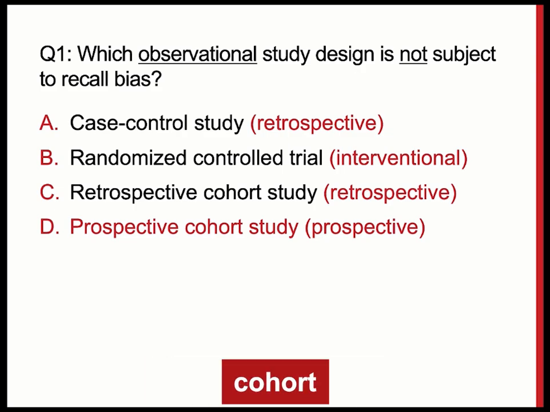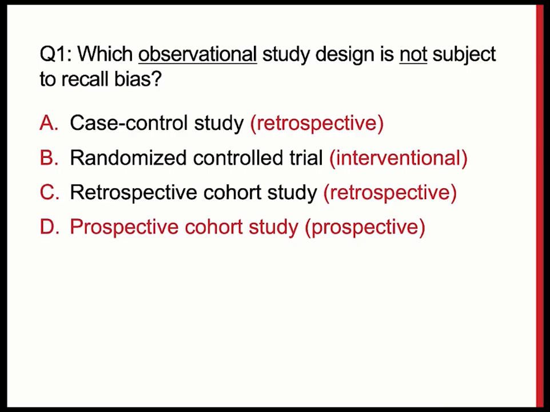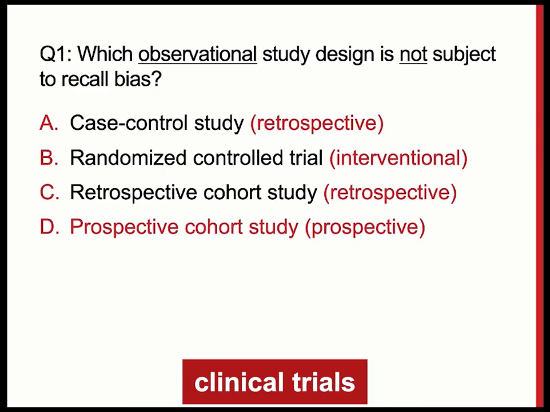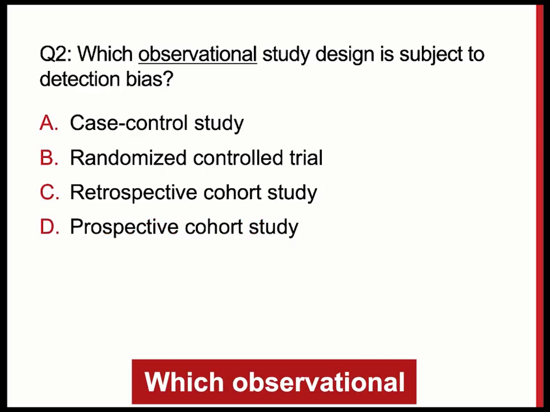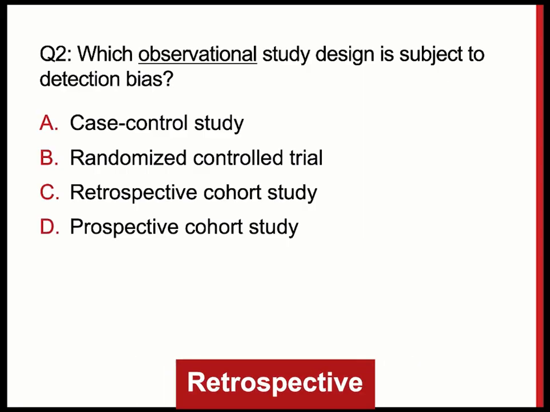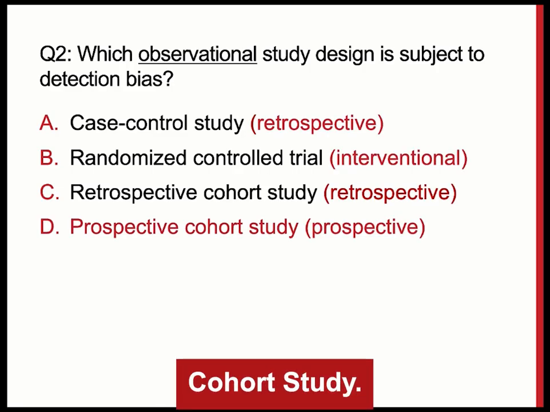Both retrospective cohort studies and case control studies are retrospective. The only prospective observational study is a prospective cohort. A randomized clinical trial is an interventional study and not an observational study, and randomized clinical trials are prospective. Which observational study design is subject to detection bias? Case control study, randomized controlled trial, retrospective cohort study, or prospective cohort study? The answer is D, prospective cohort study.